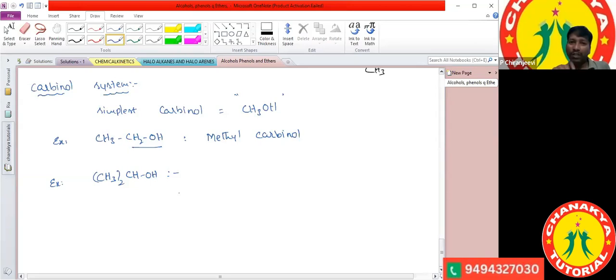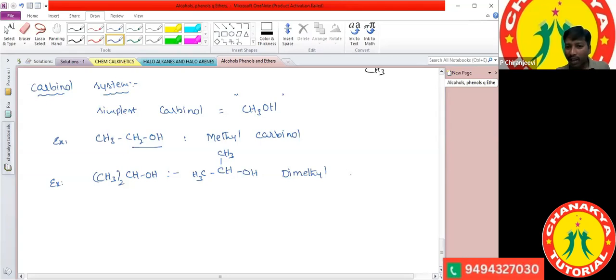If you are having any doubt, let me split the structure, then you will get the clarity. So how can we write this one? The carbon CH group is attached with two methyl groups, CH3 and CH3, and this one is attached with the OH. What is the name of the given compound? This we can call as a dimethyl carbinol.